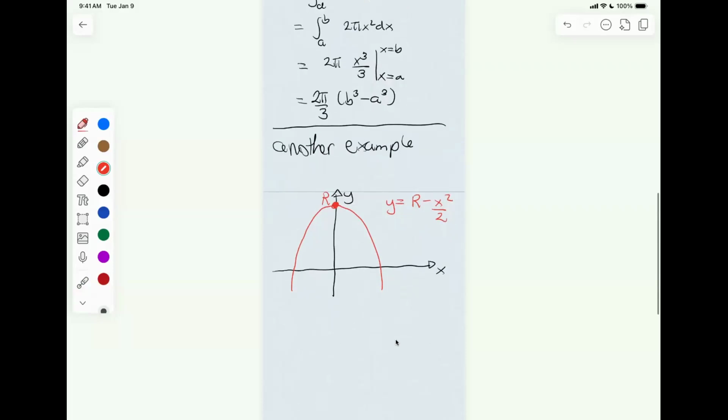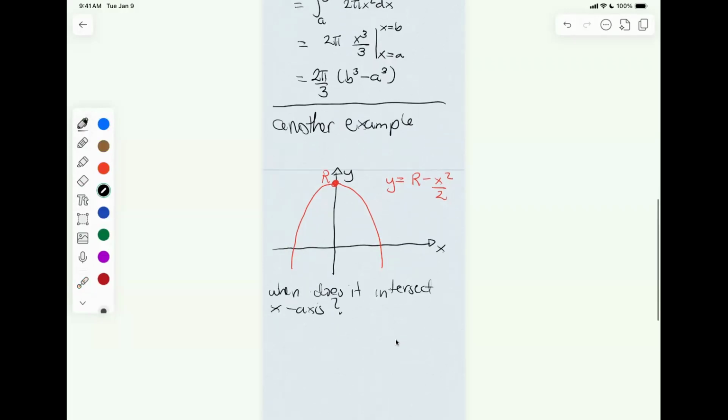And then when is the parabola going to intersect the x-axis? Well, that happens precisely when y becomes 0. So you set y equals 0. But what is y? Oh, sorry, I shouldn't have said, I didn't mean a 2 here. I meant r. Sorry about that. That should have been an r.